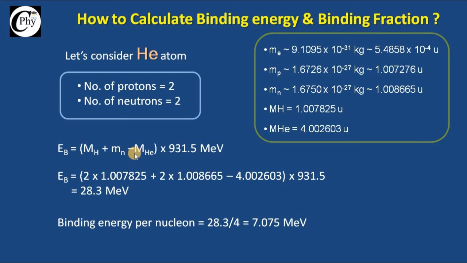Since the total number of nucleons in the case of helium is 4, that means 2 protons plus 2 neutrons, the binding energy per nucleon will be 28.3 divided by 4, which is equal to 7.075 mega electron volt.